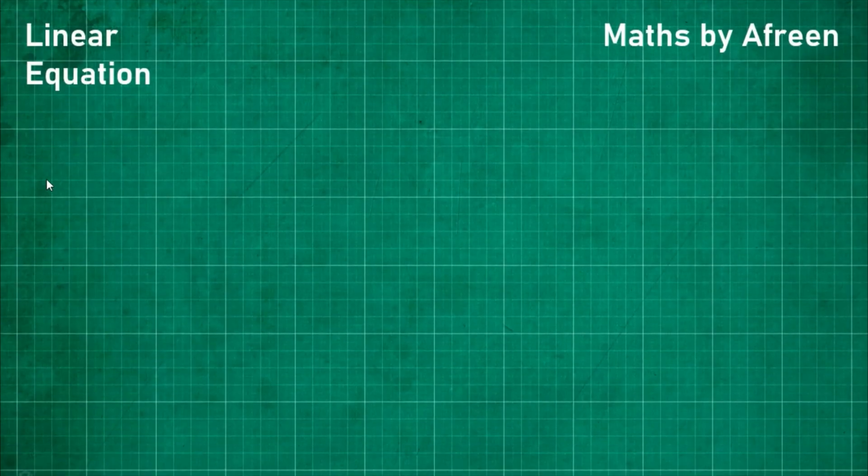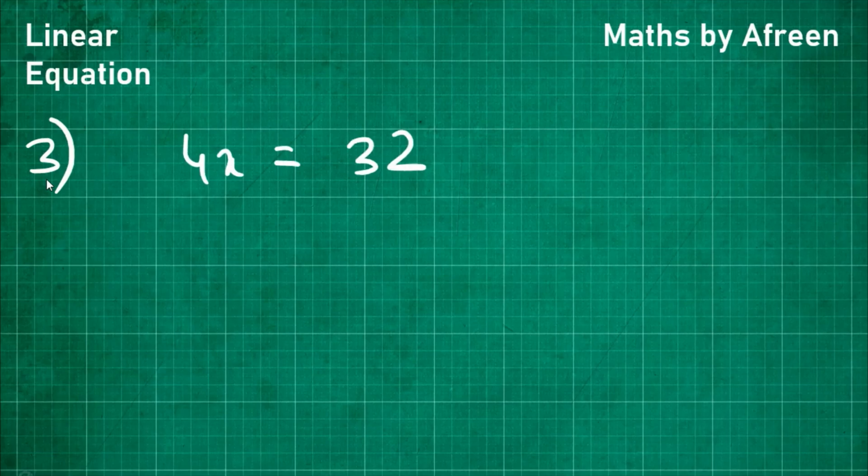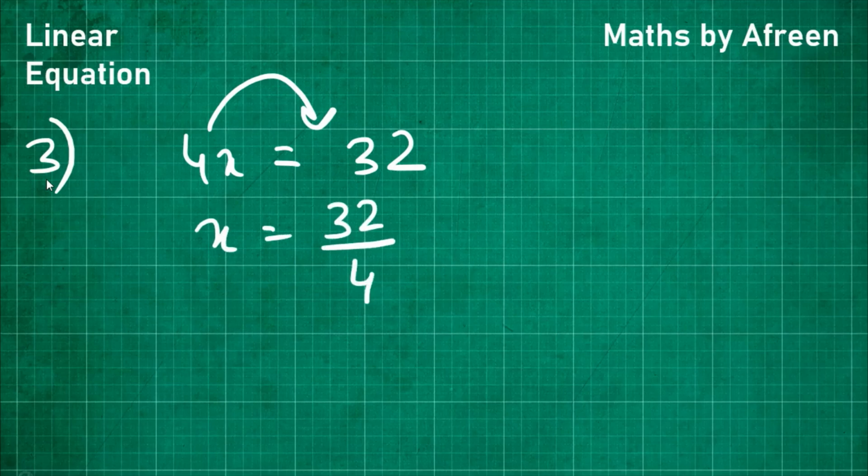Let's do the third question on this method. Our question is 4x equals 32. What we will do here, we will just transpose this 4 from left hand side to right hand side, and upon transposing, we will get 32 divided by 4. What I have done here, I just transposed this 4 and changed the operator of this 4. Earlier it was 4 multiplied by x. Now it is divided. So 32 is divided by 4.